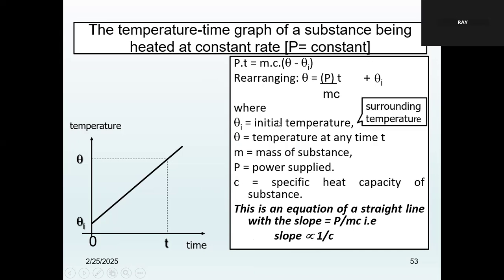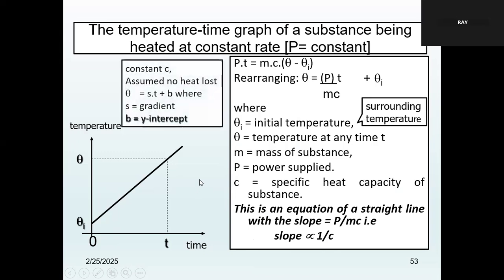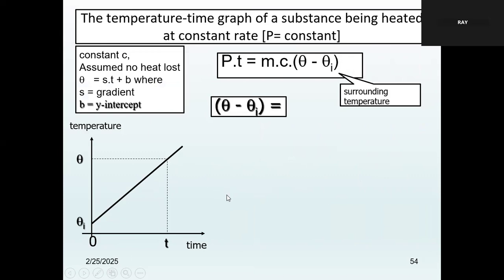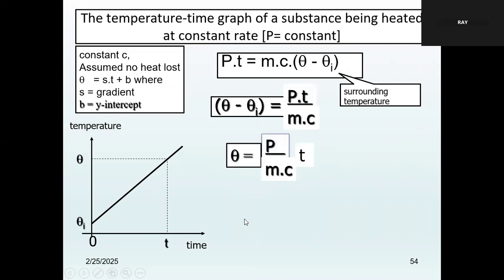So this one is usually the surrounding temperature, room temperature. You can write the equation down there, where we take C as a constant, B as a constant. So this is a straight line, no heat loss. So it's a straight line graph. That is just to derive for you the equation, show you the working involved.